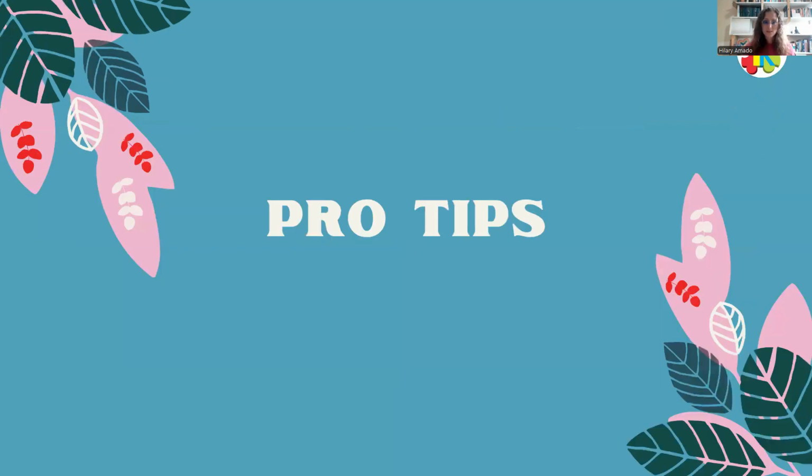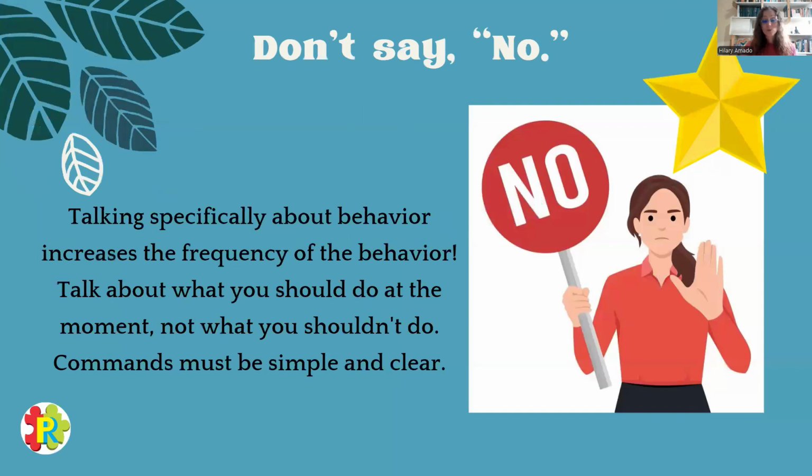Here are some pro tips. Don't use the word no. Don't use no, no prompts. Don't jump. Don't bite. Stop. Talking specifically about behavior increases the frequency of that behavior. Talk about what you should do at that moment, not what you shouldn't do. So instead of saying don't jump, say let's sit over here. Those commands must be simple and clear.